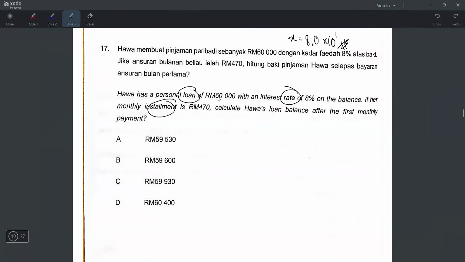Hawa has a personal loan of 60,000. This is P. Loan is pinjaman, so this is the P, the principal or the starting amount, with an interest rate of 8%. So P is 60,000, and then comes the R, 8%, which is 0.08. 8 divide by 100 is 0.08.